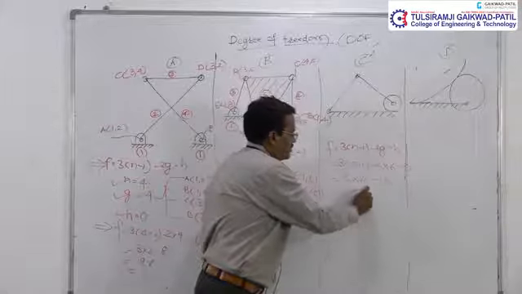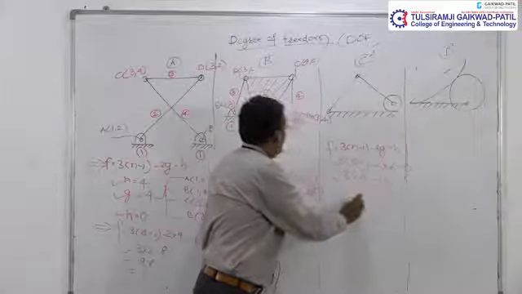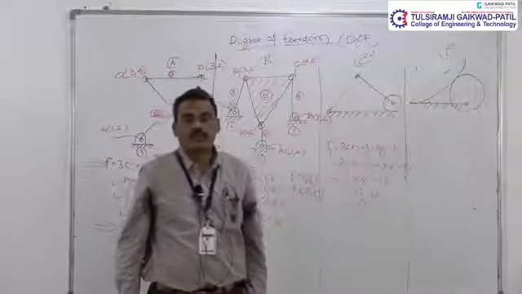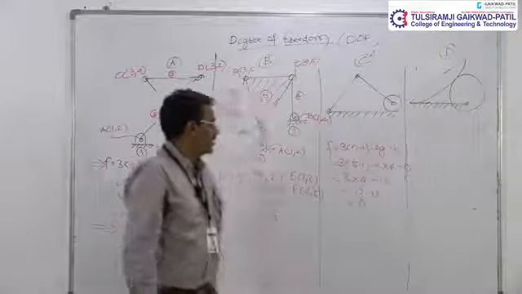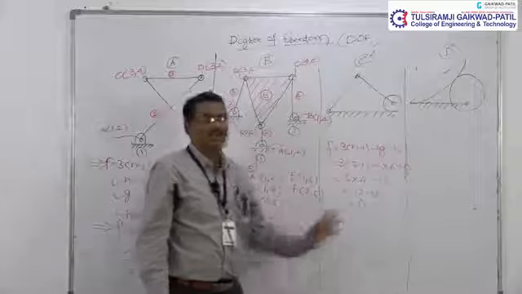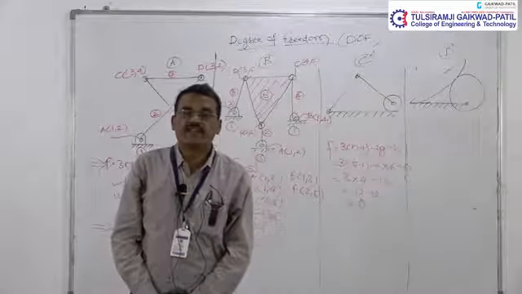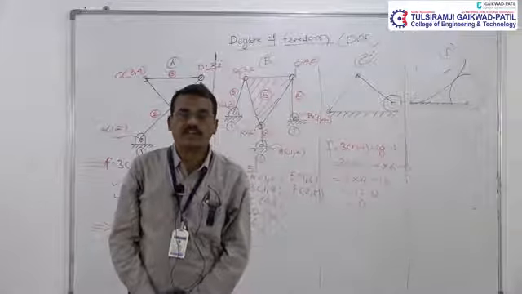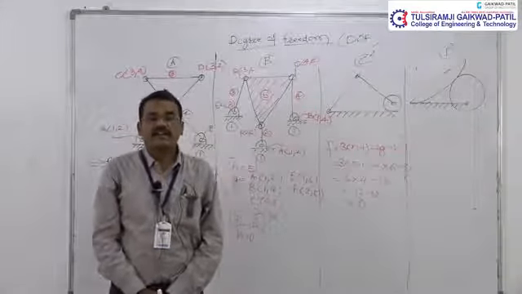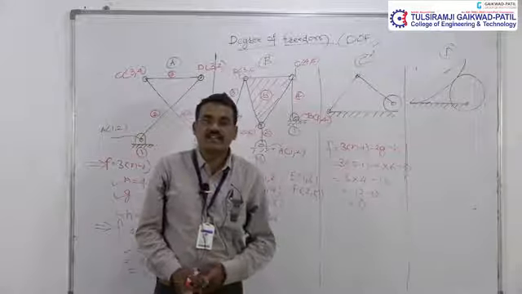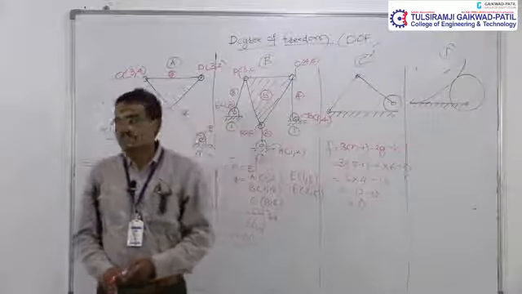So 12 minus 12 is 0. It has no mobility. Whenever you get the value of F equal to 0, it means that there is no mobility in the mechanism. It cannot move in the x direction, it cannot move in the y direction, and it cannot be rotated in the z direction.